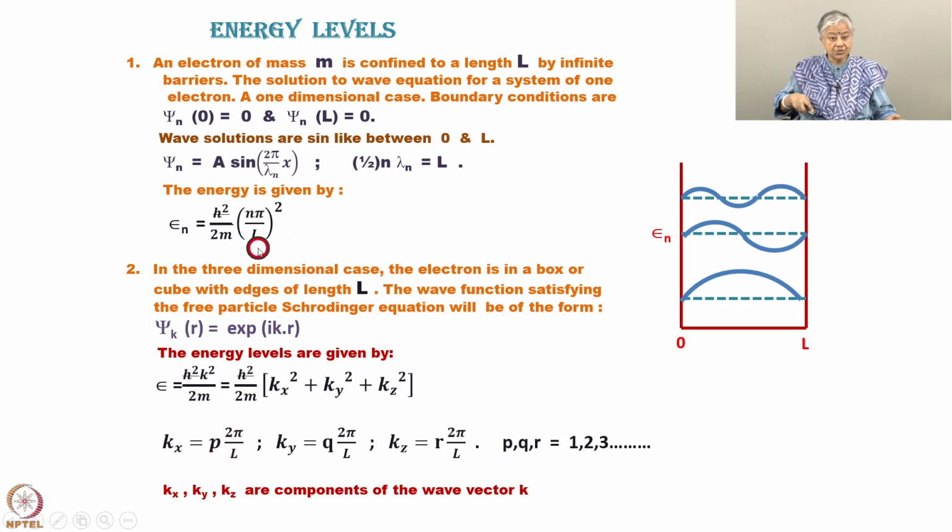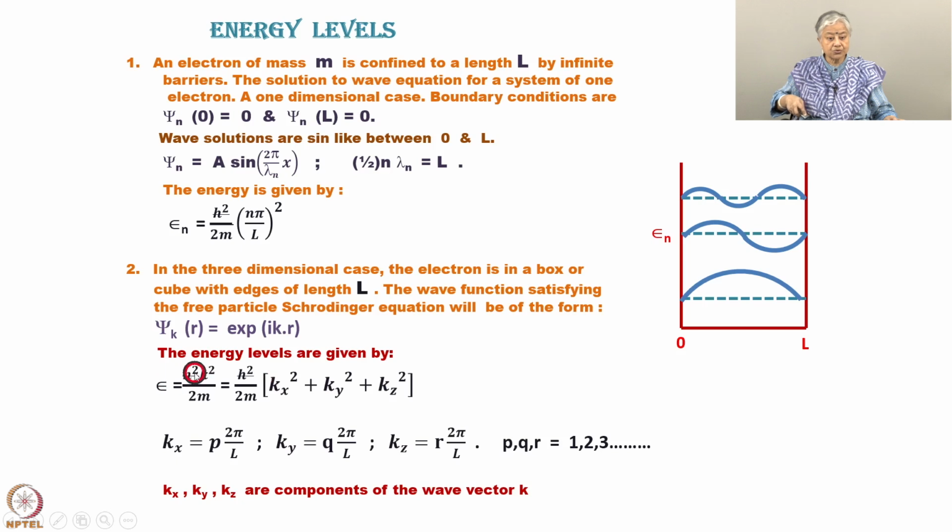See, it is analogous to this n pi by L. It is analogous to the one dimensional case, but this is in 3 dimensions, and p, q, r take the integer values 1, 2, 3. So, you have the k values known, the components of the total k, which is a vector. Once you know that, you know the energy levels.